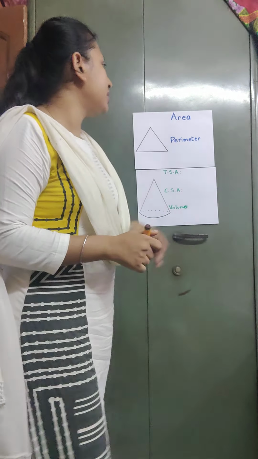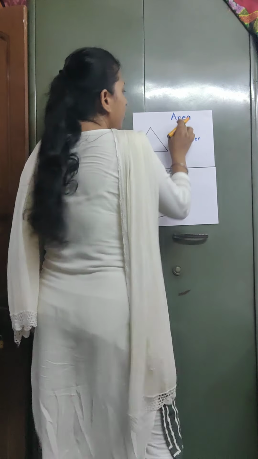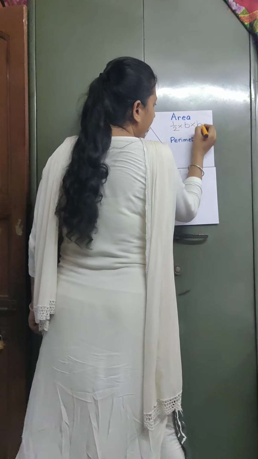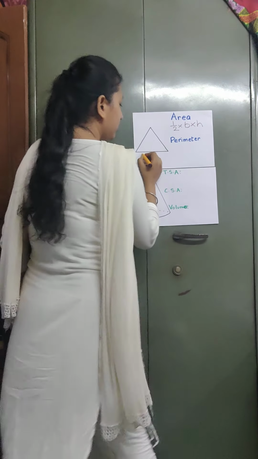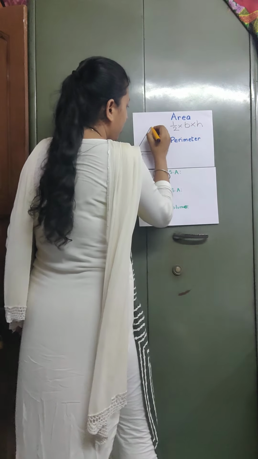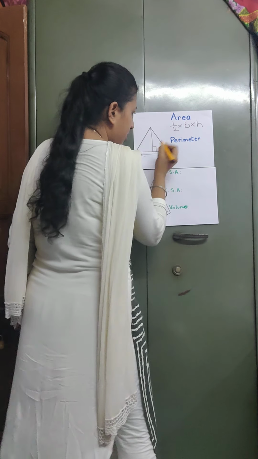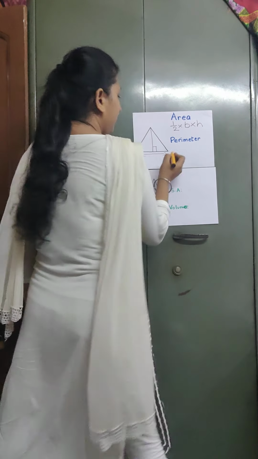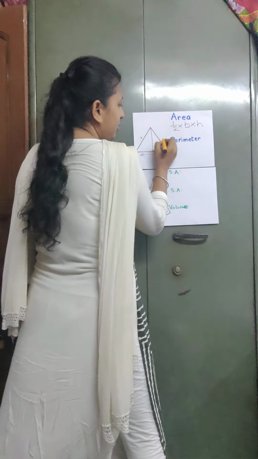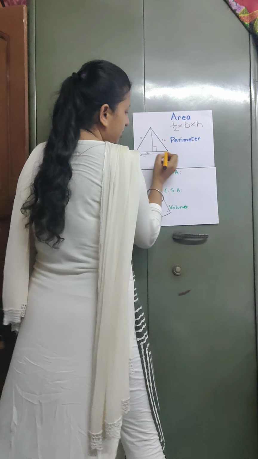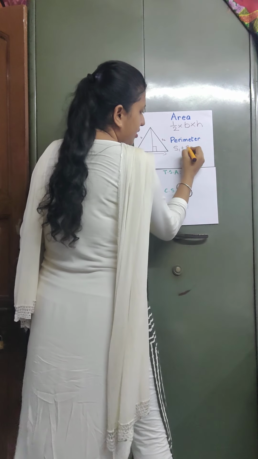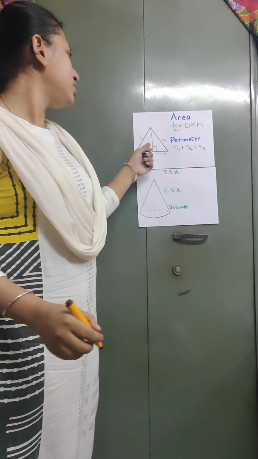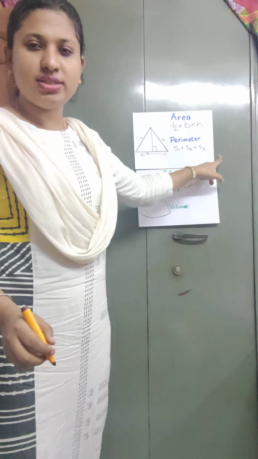Now, what is a triangle? The area of a triangle is half into breadth into height. This is the breadth and this is the height. What is the perimeter of a triangle? The perimeter of a triangle is side 1 plus side 2 plus side 3, S1 plus S2 plus S3.